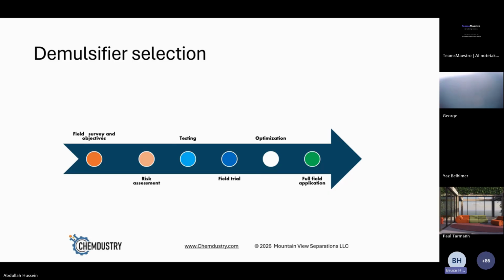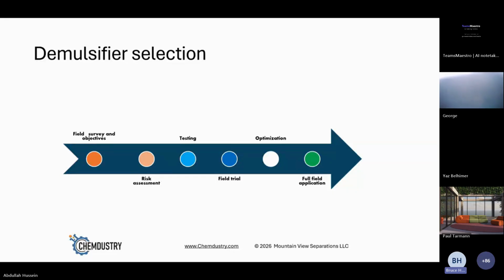So to select a demulsifier for a problem or a new field, you need to do a field survey and find out the objectives. You need to know how the system works and what the system is made of, the retention time of the different vessels, the agitation rates, and how the fluids move, if they're laminar or turbulent. There are calculations you do for retention rates and agitation times.